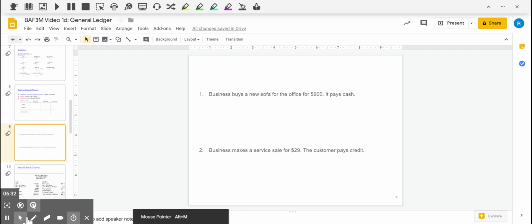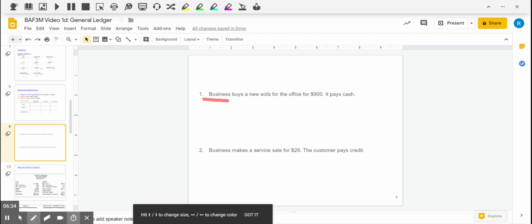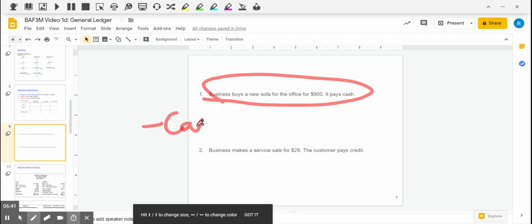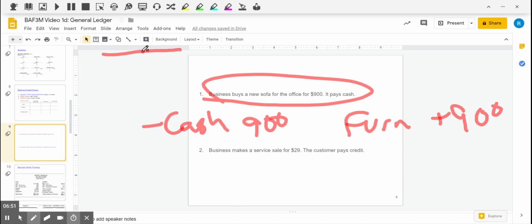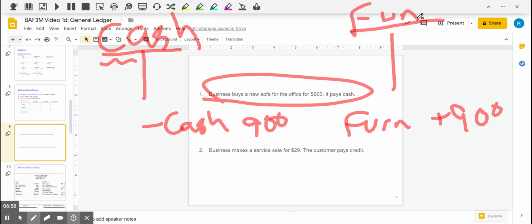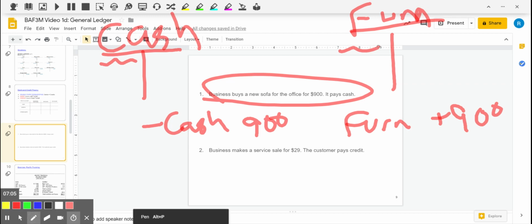So these are a couple of transactions from the last video. Last video, a business buys a new sofa for the office for $900. It pays cash. Last video, we said cash would decrease by 900 because we spent 900 cash, and our furniture would increase by 900. So what we're going to do now with T accounts is go to the cash T account, which will have an opening balance, and the furniture T account, which would also have an opening debit balance because they're both assets.